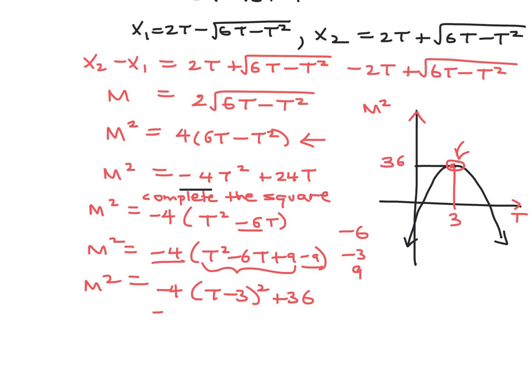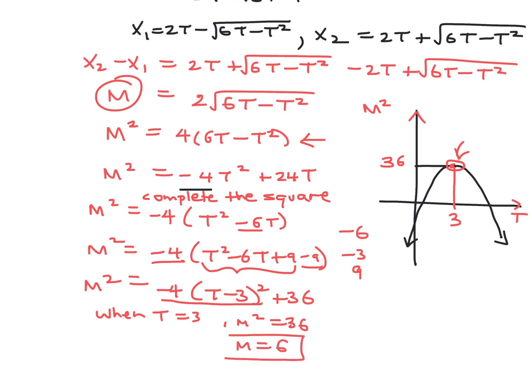That when t is 3, that whole thing vanishes, and we get m squared equal to 36. But we are not interested in m squared, we're interested in m. Remember, that is what we're trying to maximize. So m, therefore, is 6. And that is the answer to the question.